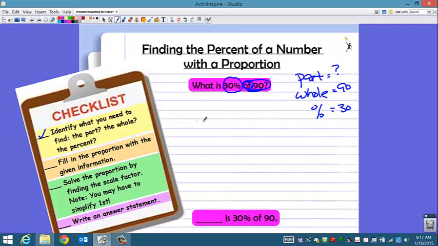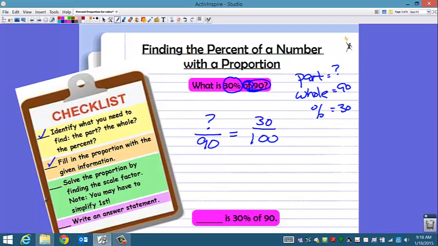So our proportion is part to whole. The part is unknown. The whole is 90, is equivalent to or proportional to the percent, which is 30, always out of 100. Okay, proportion is set up. Check it off. Move on to step 3.